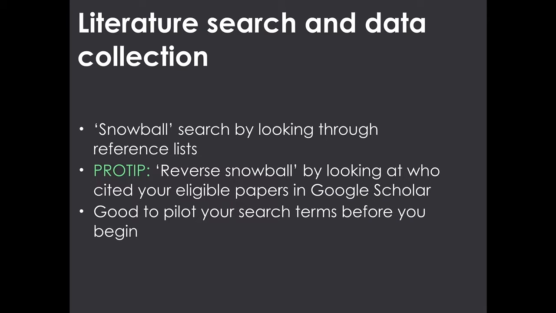Once you've found these papers, the next thing you can do is snowball by looking through these reference lists to make sure you haven't actually missed any terms. Another thing you can do is something that I call reverse snowballing, which means looking back at who has actually cited your eligible papers in Google Scholar, which is an option that you can do there. Just another way of making sure that no papers are missed. And it's also good to pilot your search terms before you begin.